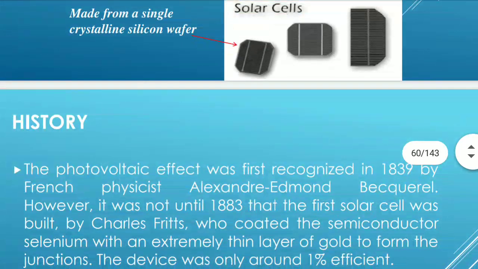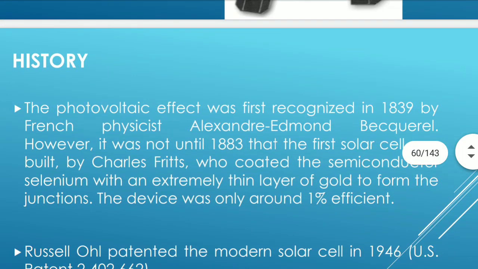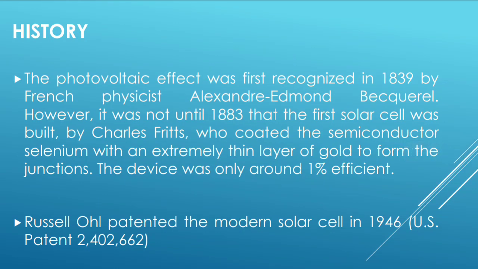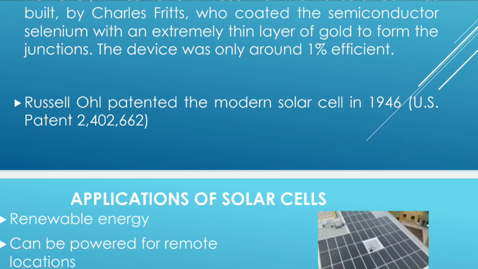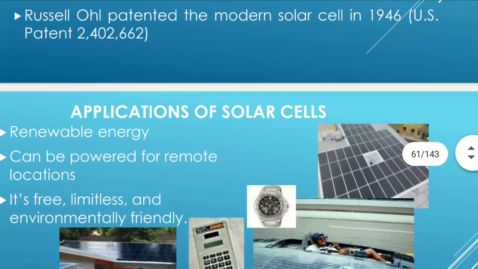What about the history of the solar PV cell? The photovoltaic effect was first recognized in 1839 by French physicist Alexandre Edmond Becquerel. However, it was not until 1883 that the first solar cell was built by Charles Fritts, who coated the semiconductor selenium with an extremely thin layer of gold to form the junction. The device was only around 1% efficient. Russell Ohl patented the modern solar cell in 1946. Patent application of solar cell.